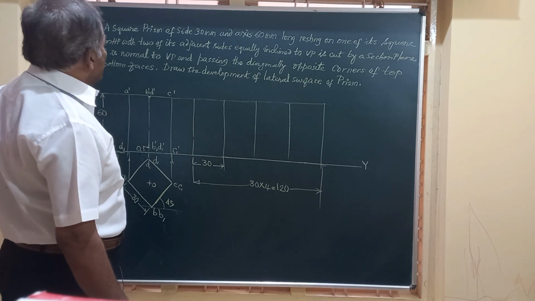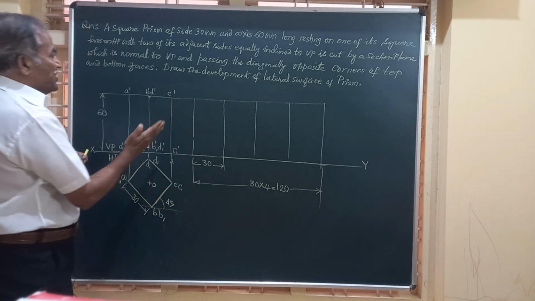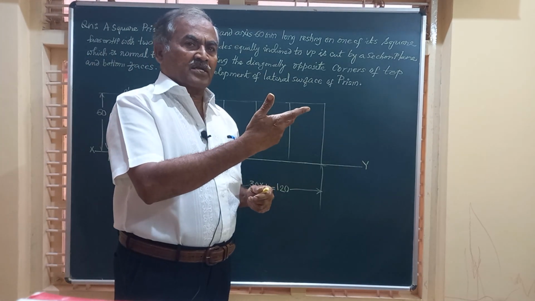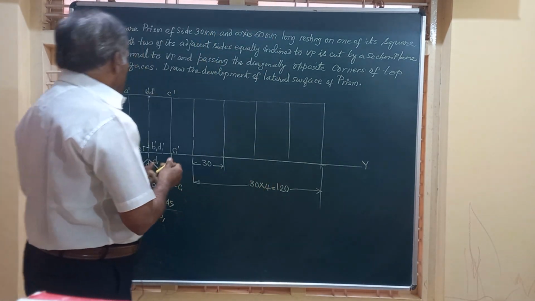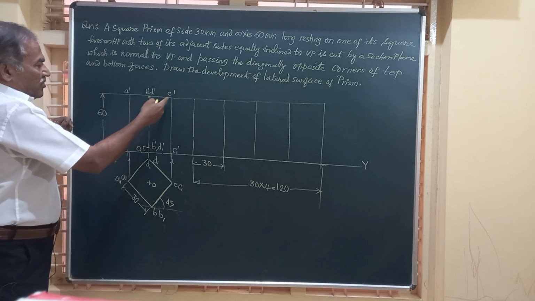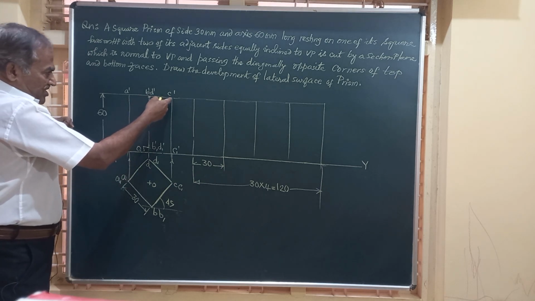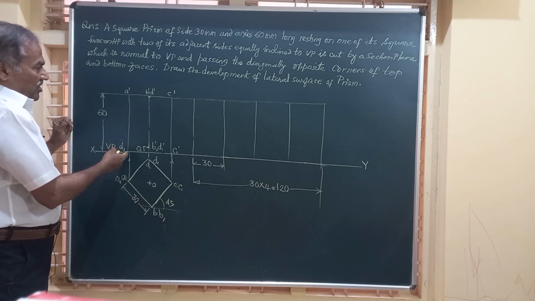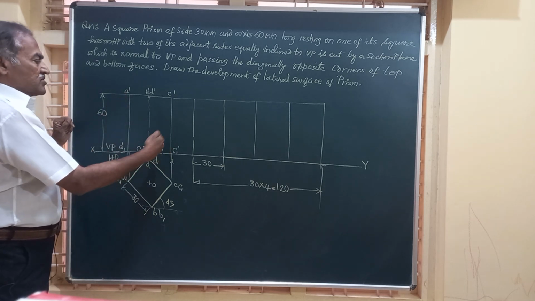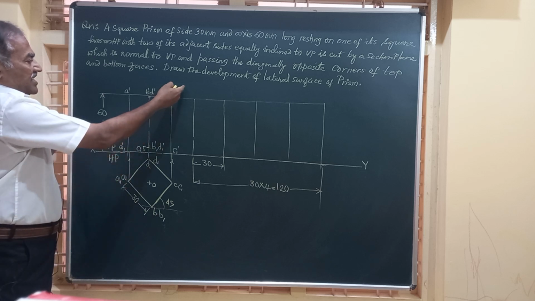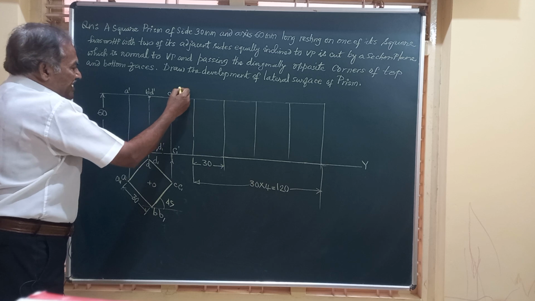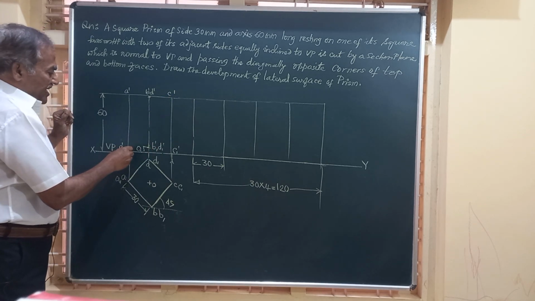There is a section plane which is normal to VP and passing through the diagonally opposite corners of the top and bottom face. So friends, you can have a line passing through C dash, the corner of the top face, to the corner of the bottom face D, or from A to C. So both are right. You can take either this way or this way. So I will just take a line passing through C and D.